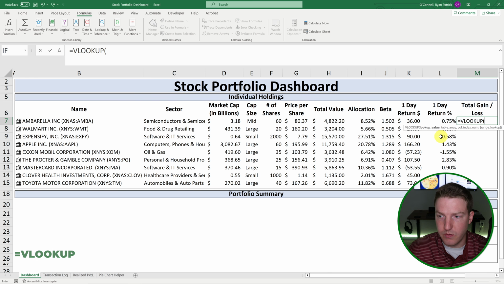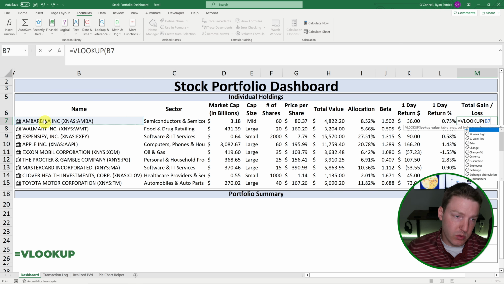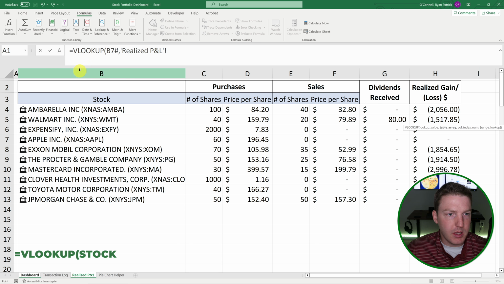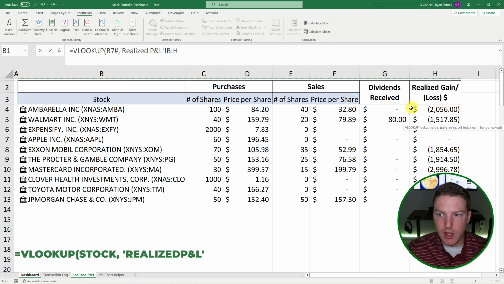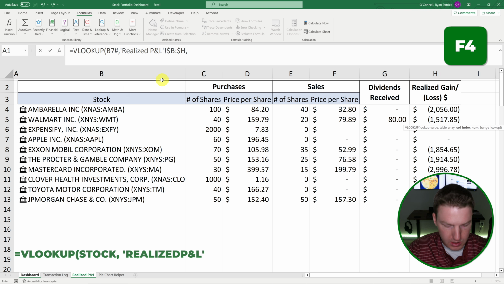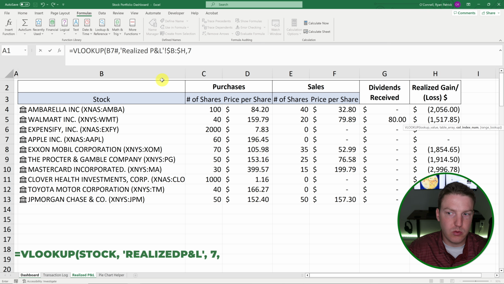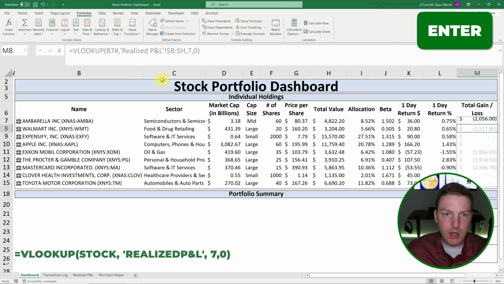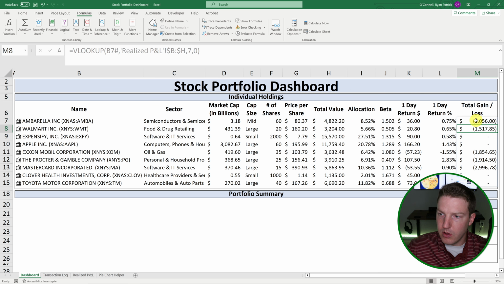We can just do equals VLOOKUP. The lookup value is going to be this right here. And then our table array is going to be in realized P&L. Let's just grab all these columns. So we're going from B to H, and H is in fact the 7th column. So I'm going to hit F4 to lock that in place. Hit 7 because that's the column index we're interested in, and then hit 0 because we want an exact match, and hit enter. And so now we're looking at all the realized gains we've made.